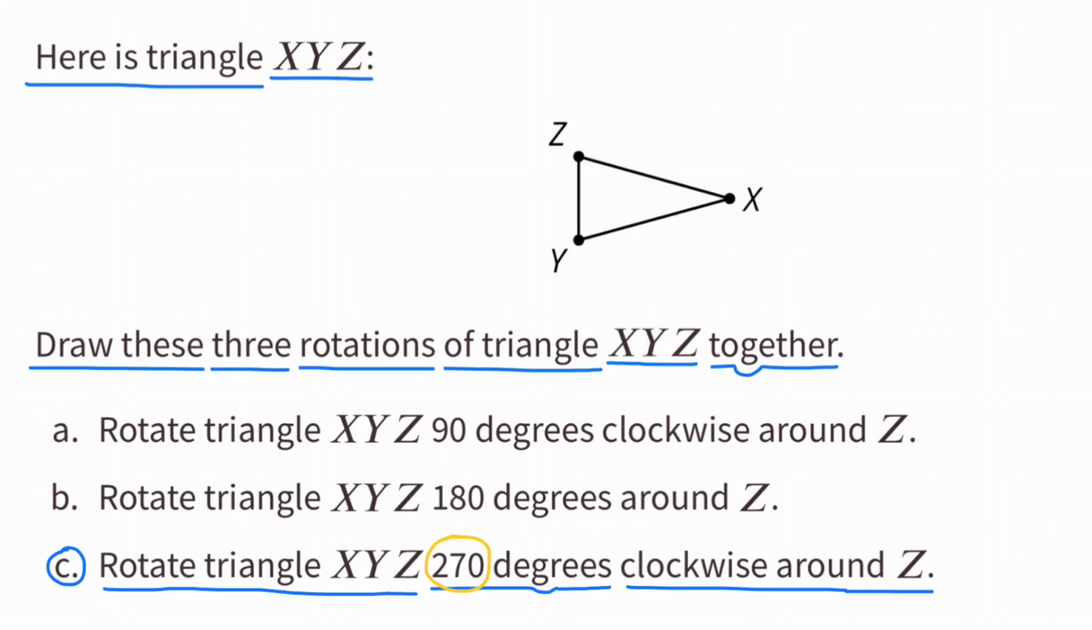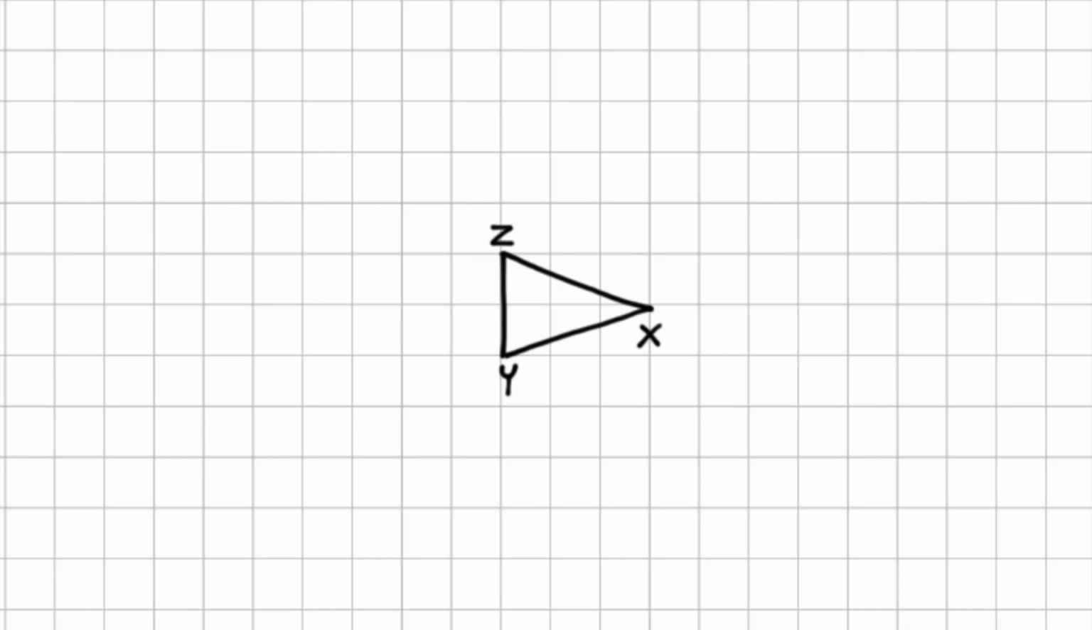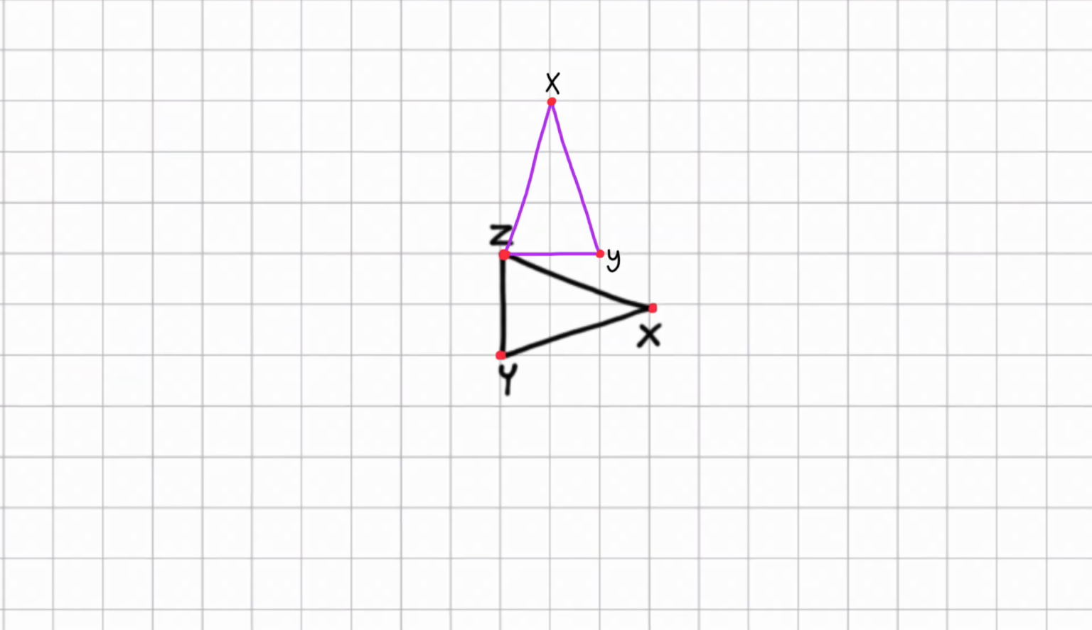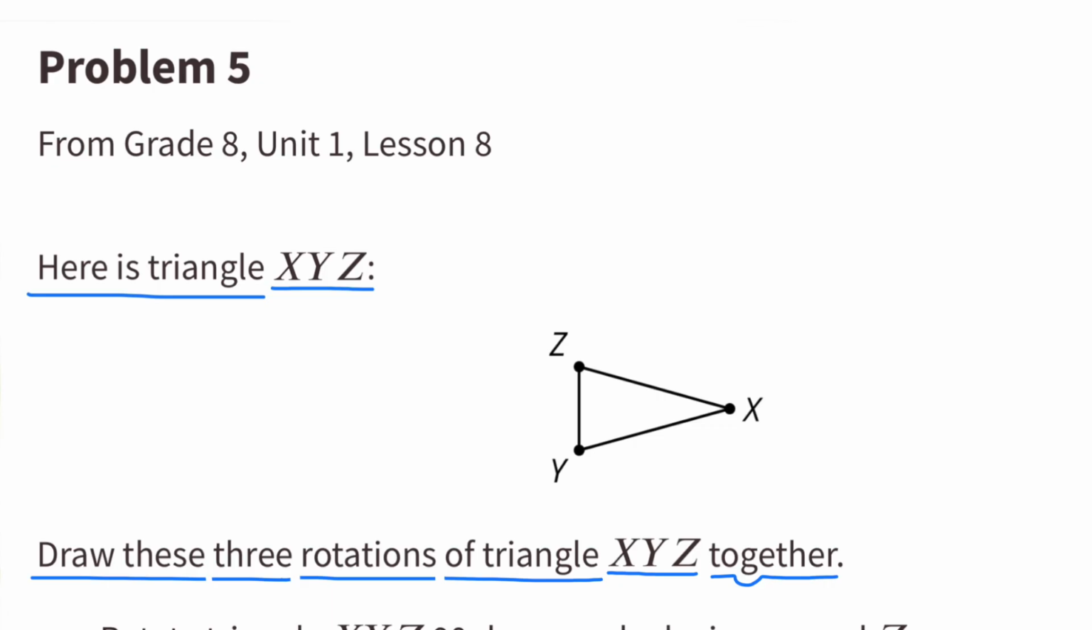C. Rotate triangle XYZ 270 degrees clockwise around Z. Again, the black triangle represents triangle XYZ. The purple triangle represents triangle XYZ after a 270 degree clockwise rotation around Z. They did ask to draw these three rotations of triangle XYZ together, so now I'll put them all together.